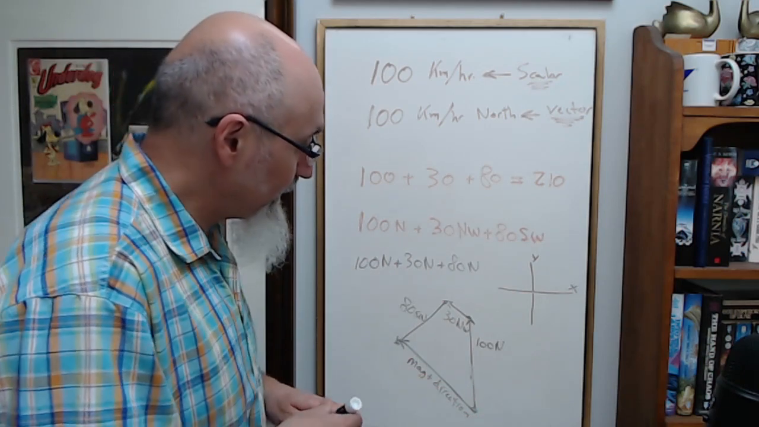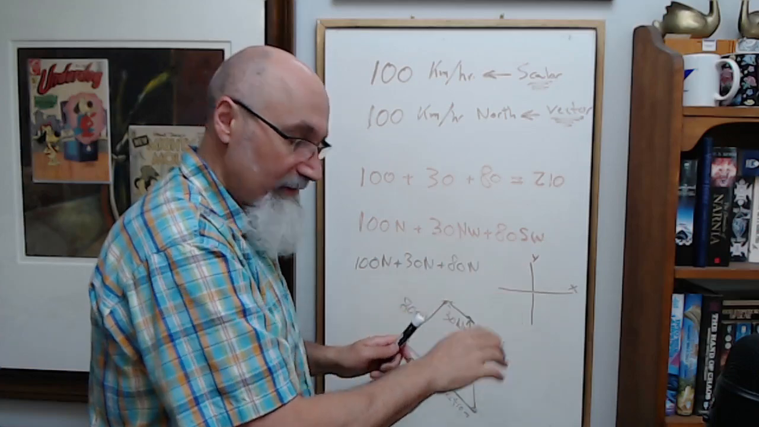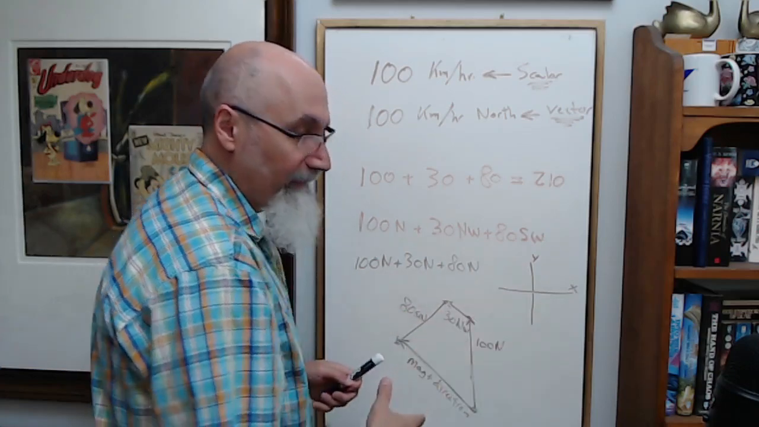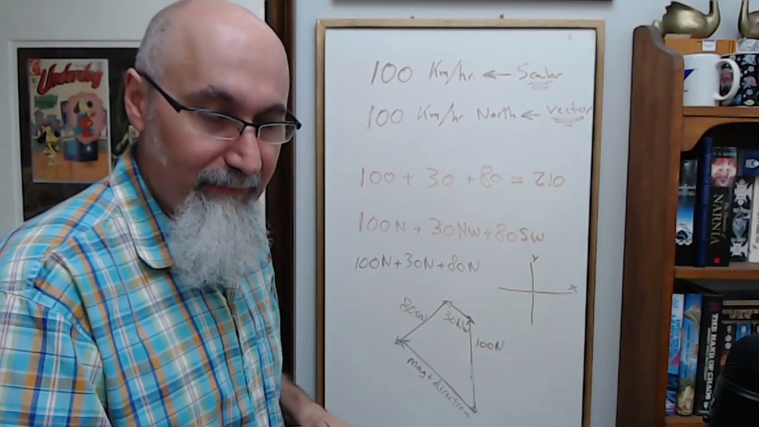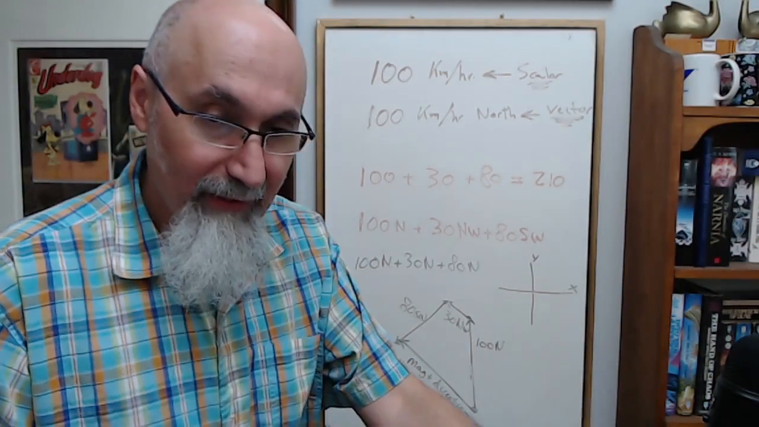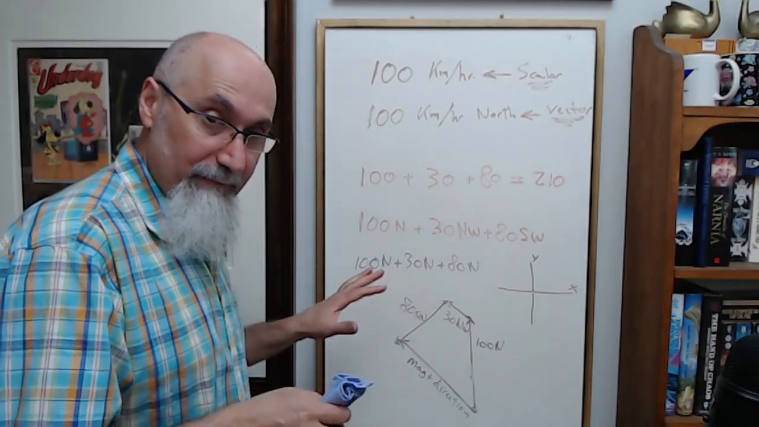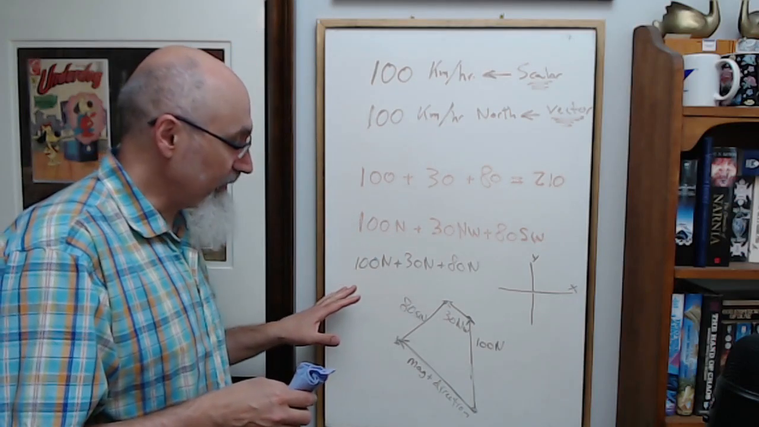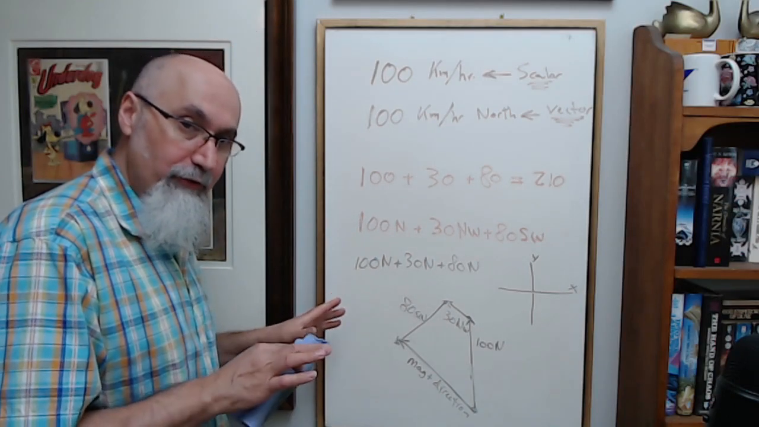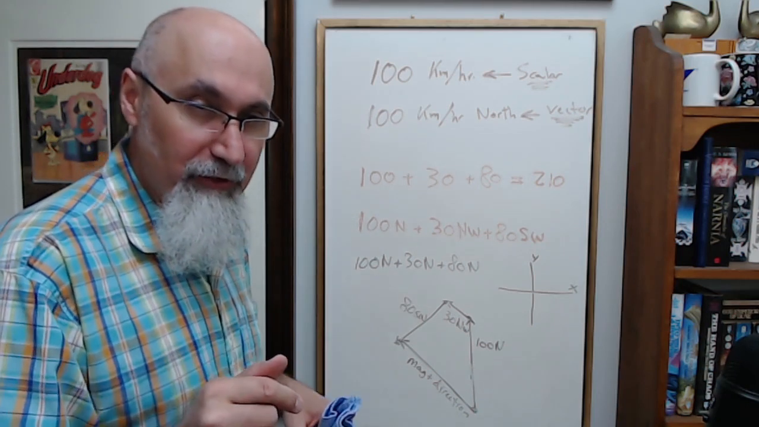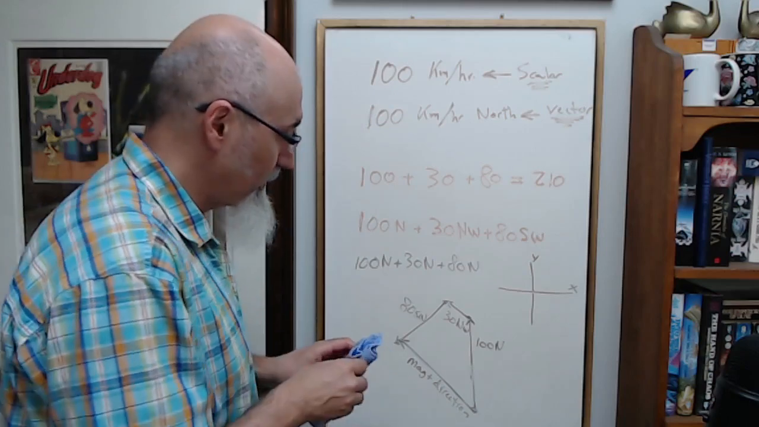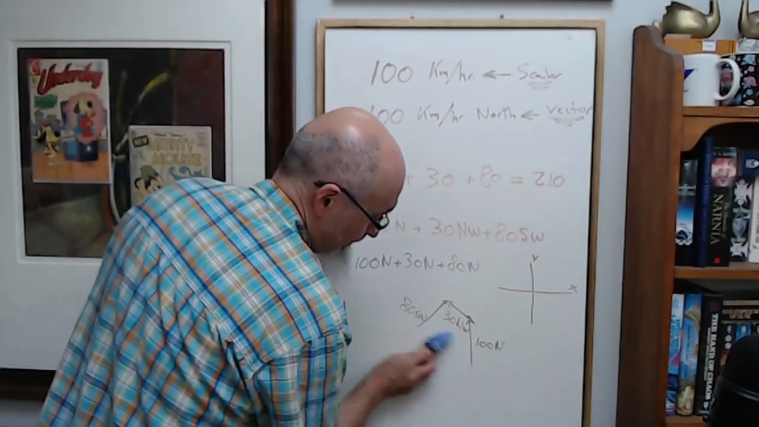But if they're all going in different directions, then we need to break them up into components, right? Let's do one. That's the intro to the vectors, right? And the best way to appreciate how this works is to do an example. And you need trigonometry to be able to do this. Now watch.